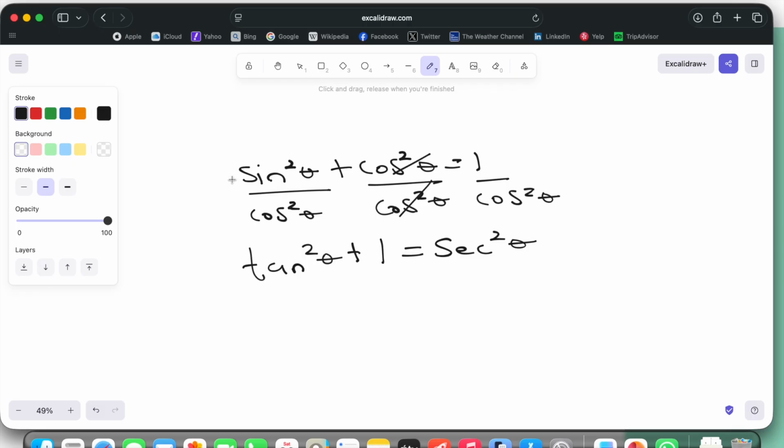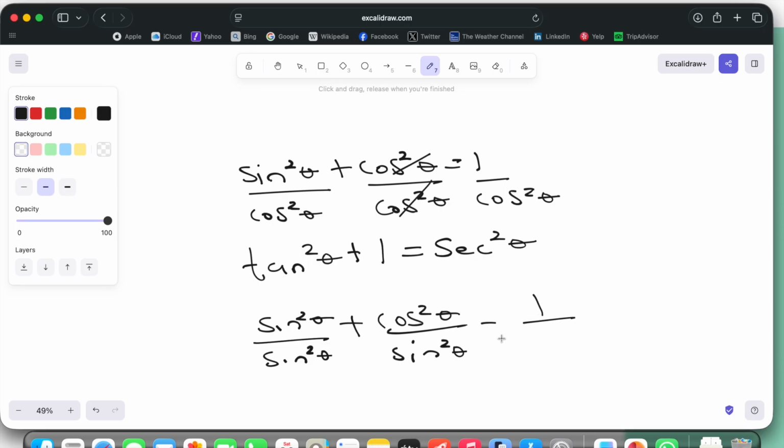And of course, if I divide through by sine squared theta this time around, so if I say sine squared theta over sine squared theta plus cos squared theta over sine squared theta is equal to 1 over sine squared theta. So the same equation, sine squared theta plus cos squared theta is equal to 1. This time around, I divided it by sine squared theta. This will cancel, this will be 1.